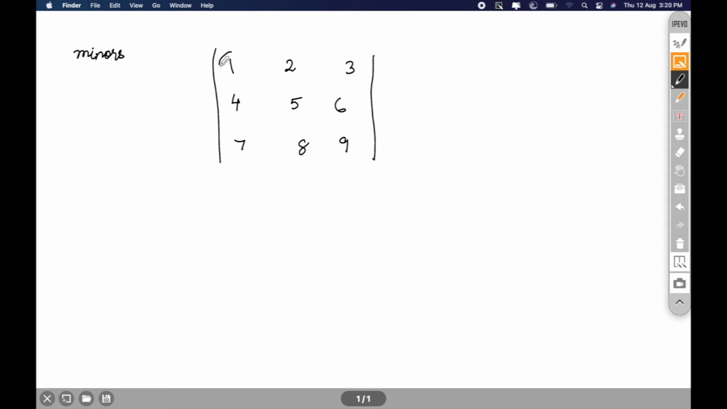If I talk of the first element 1, you can see 1 occurs in the first column. I will eliminate that. 1 also occurs in the first row. So I will have to eliminate the first row also. Then I am left with 5, 6, 8 and 9. So 5, 6, 8 and 9. This is a second order determinant which is the minor of the element 1.